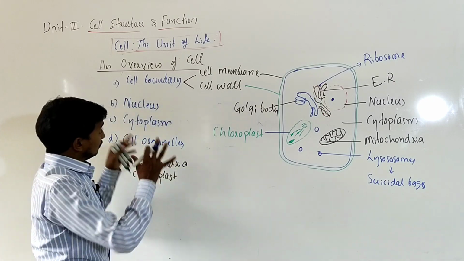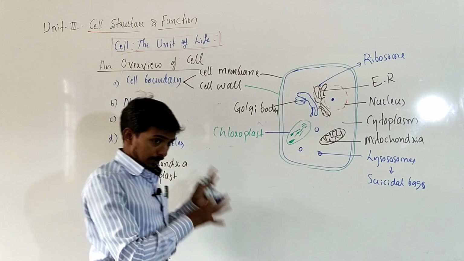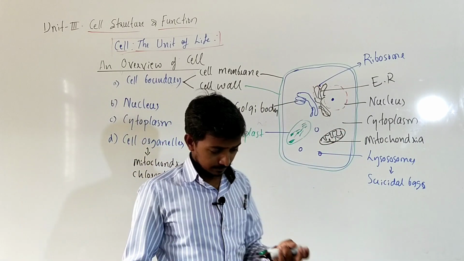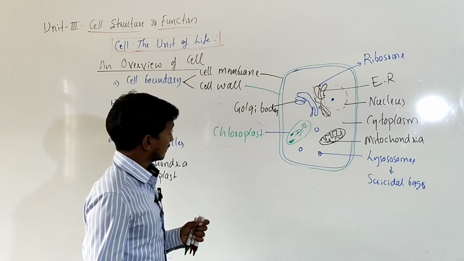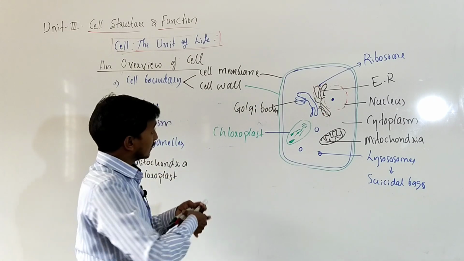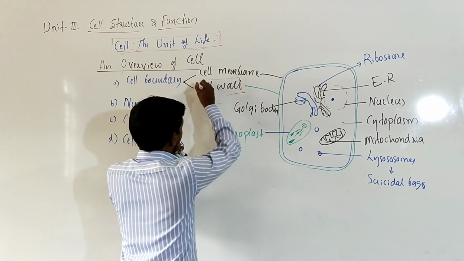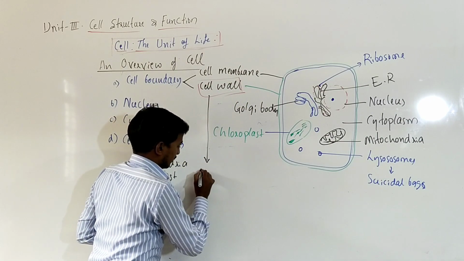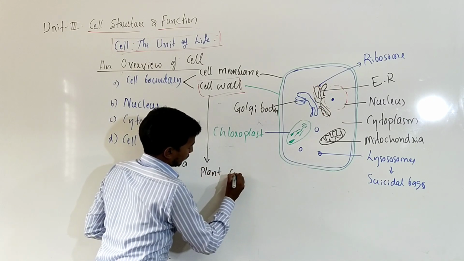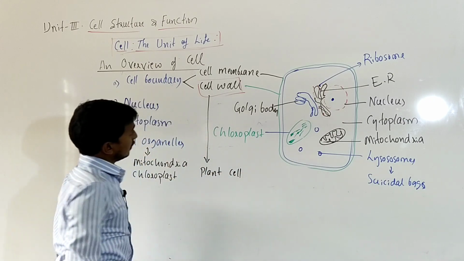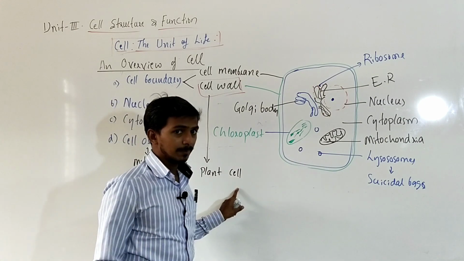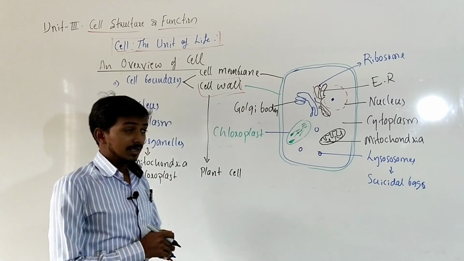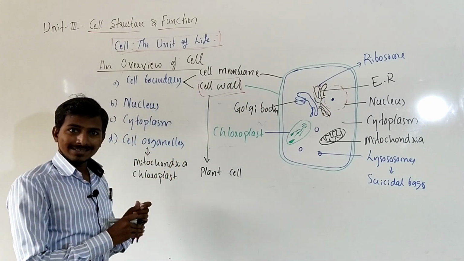Right. So these are the basic components present inside the cell, either a plant cell or an animal cell. But you should remember that the cell wall is present only in a plant cell and absent in an animal cell. Right. This is the brief overview of the cell.